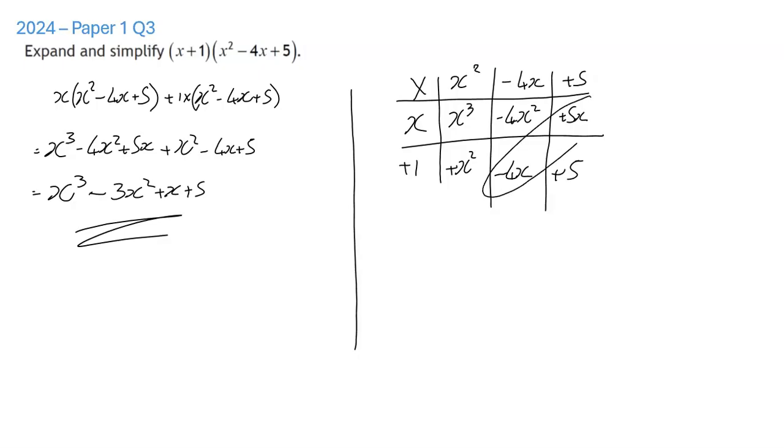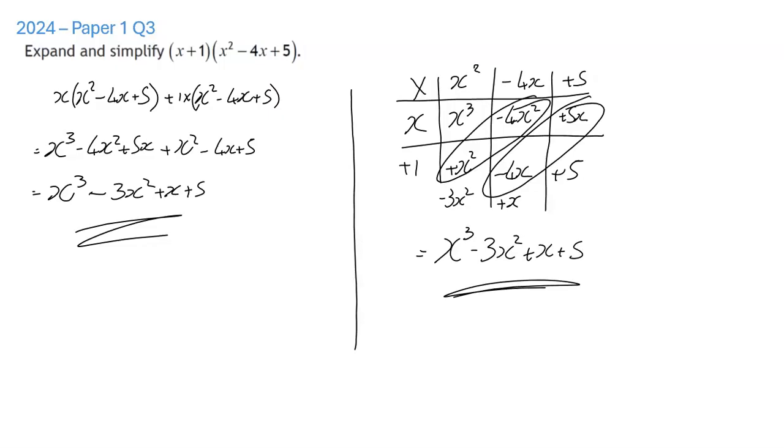We then look at these diagonal elements here and we can simplify them down at this stage. So I'd have plus x squared, take away 4x squared gives me minus the x squared. I'd have minus 4x plus 5x gives me plus x. Then my final solution would be given by putting all that together: x cubed minus the x squared plus x plus 5. And lo and behold, it's the exact same as that. So there we go, two different methods, same solution overall.